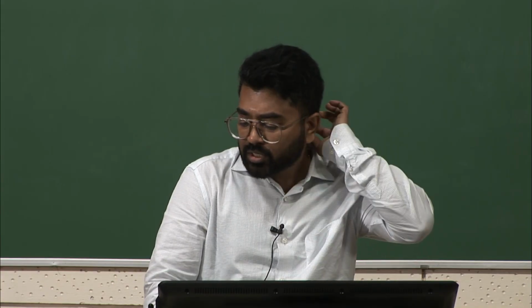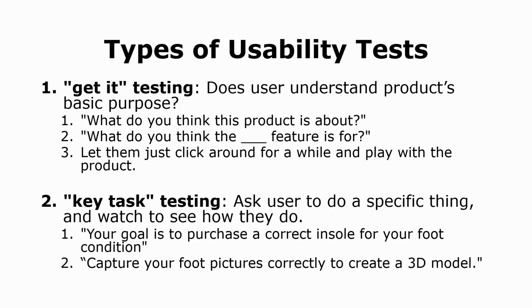So in many of the products you will see the power button is not clearly demarcated, or a battery button or any kind of useful buttons are not very clear, right? So that is very important. So get it tested: does the user get what the product or the app is going to do for them? Let them just click around for a while and play with the product.